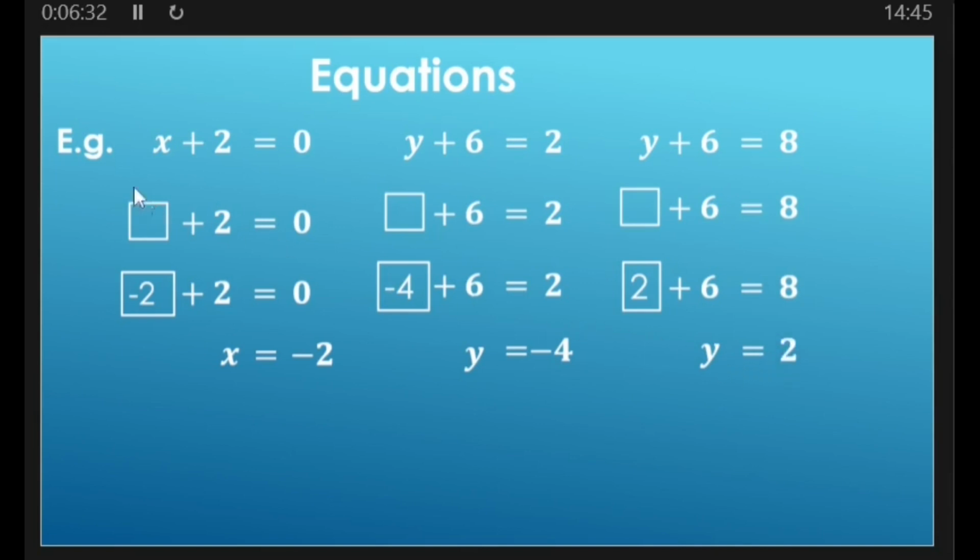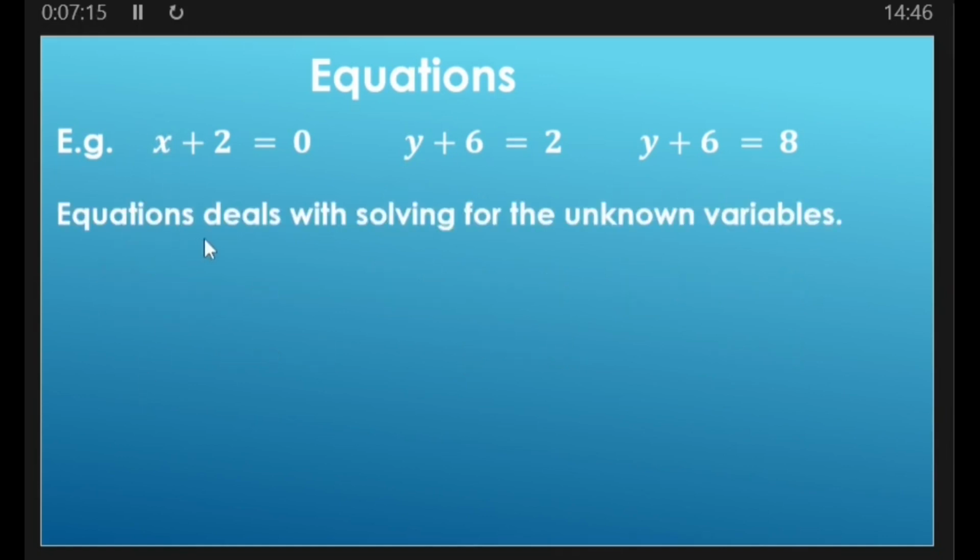So in computer science, such variables like x, y here are called memory storages, or they actually represent numbers that are not yet known or represented to you physically. All right. So in mathematics, we call these variables, and whenever we are dealing with equations, it means we have to find the number represented by the variable. All right, so what we should know here is that equations deal with solving for the unknown variables.